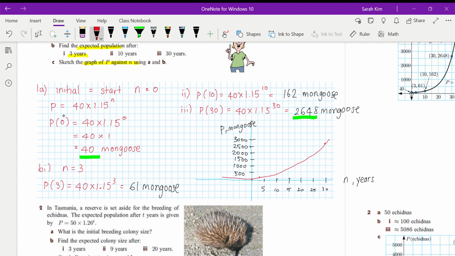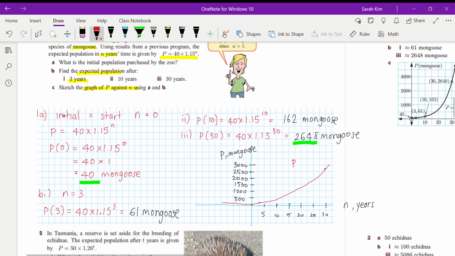Now once I draw it, all I have to do is add in the function. So P equals 40 times 1.15 to the power of n, and that's really it for the graph.